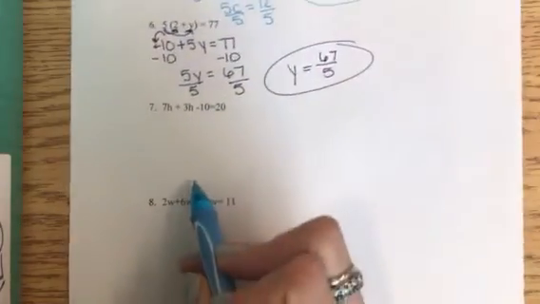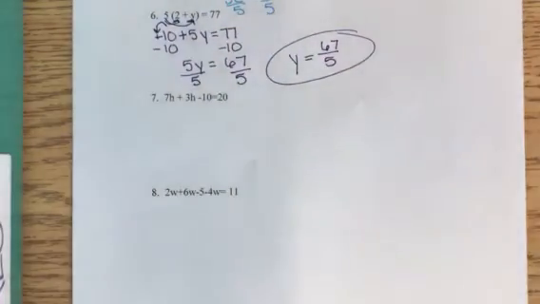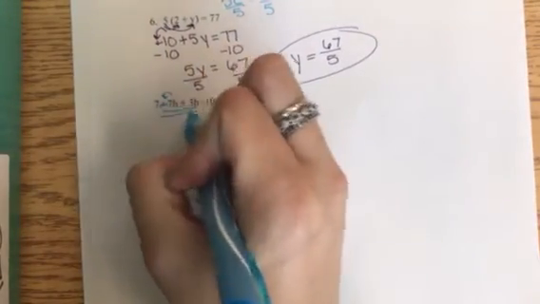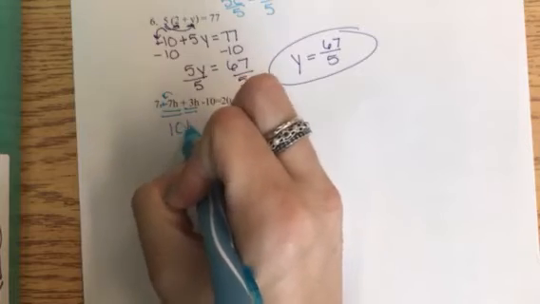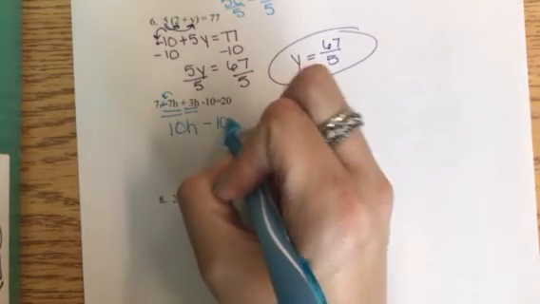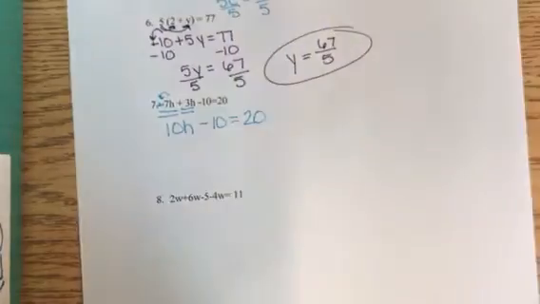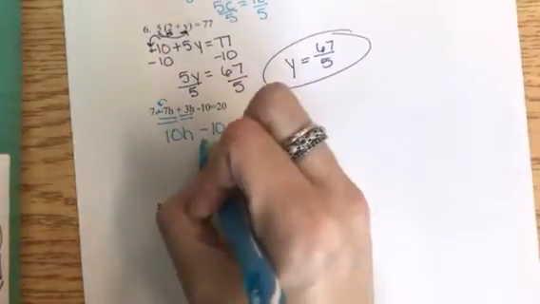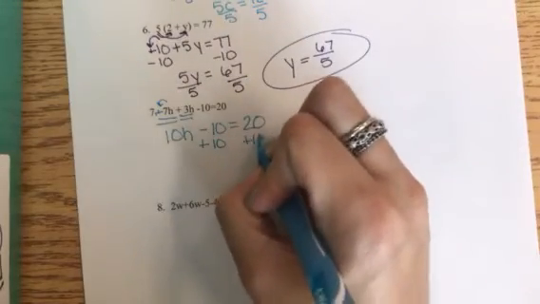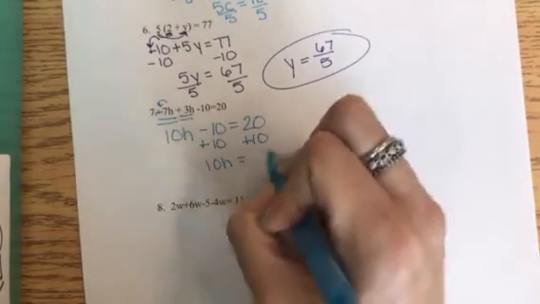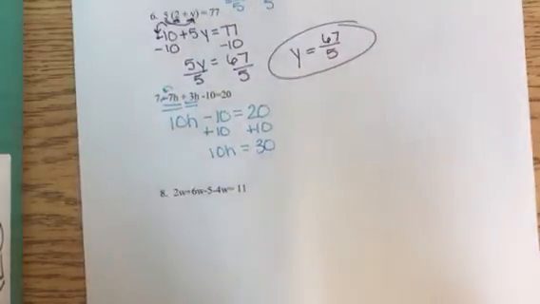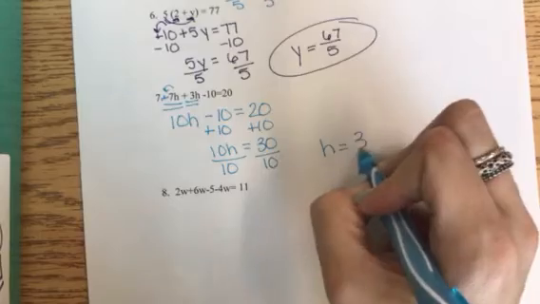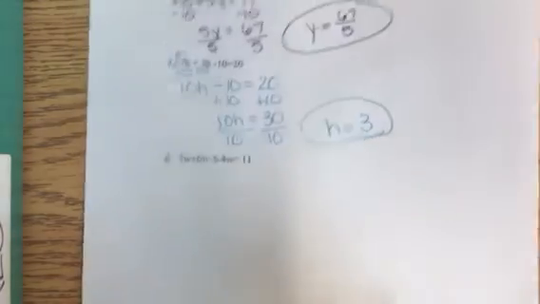Okay, number 7, we don't have anything to distribute, but we do have like terms that we can combine. So this says a positive 7 plus 3. So we'll have 10h minus 10 equals 20. We're already down to solving, so we'll undo our subtraction with addition. 10h equals 30. h equals 3.